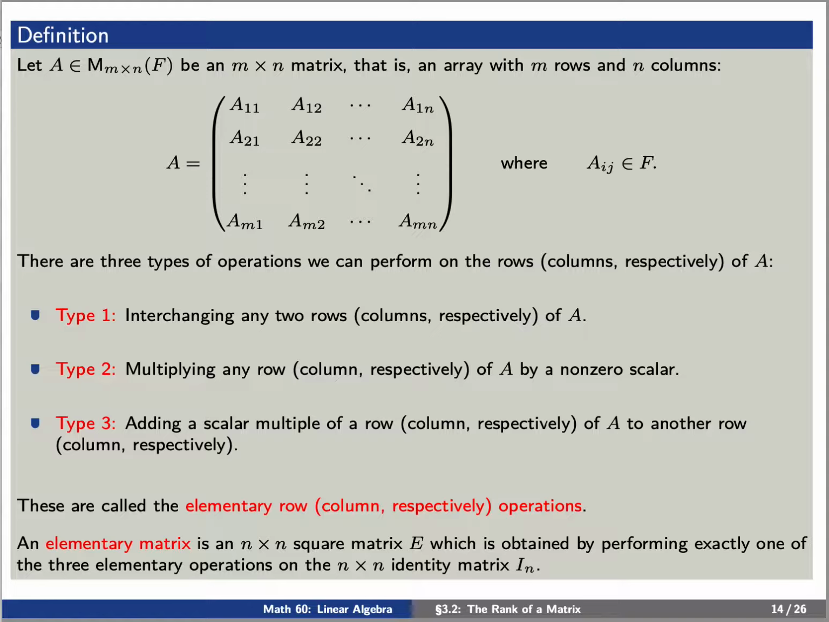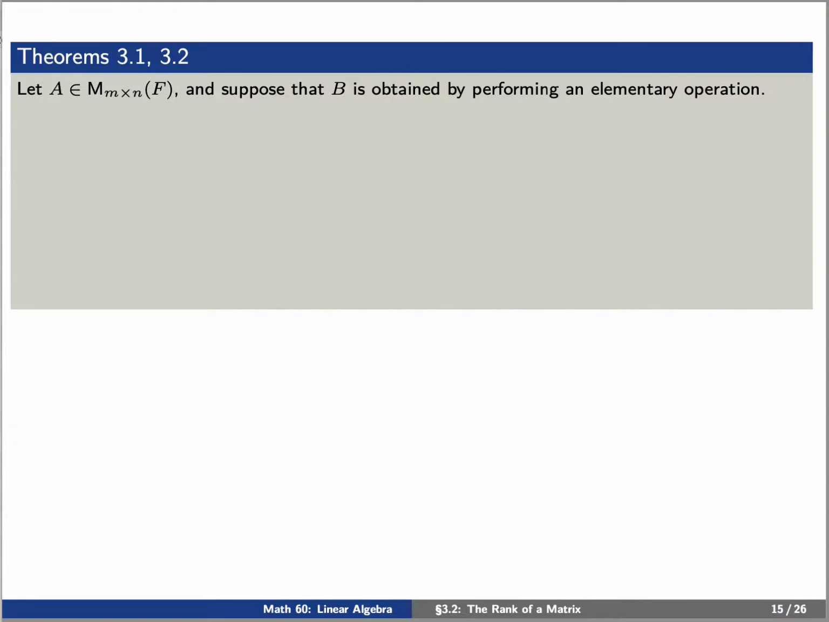An elementary matrix is an n by n square matrix, which is obtained by performing exactly one of these 3 elementary operations on the n by n identity matrix. Let's say that A is an m by n matrix, and suppose that B is obtained from A by performing one of these 3 elementary operations.